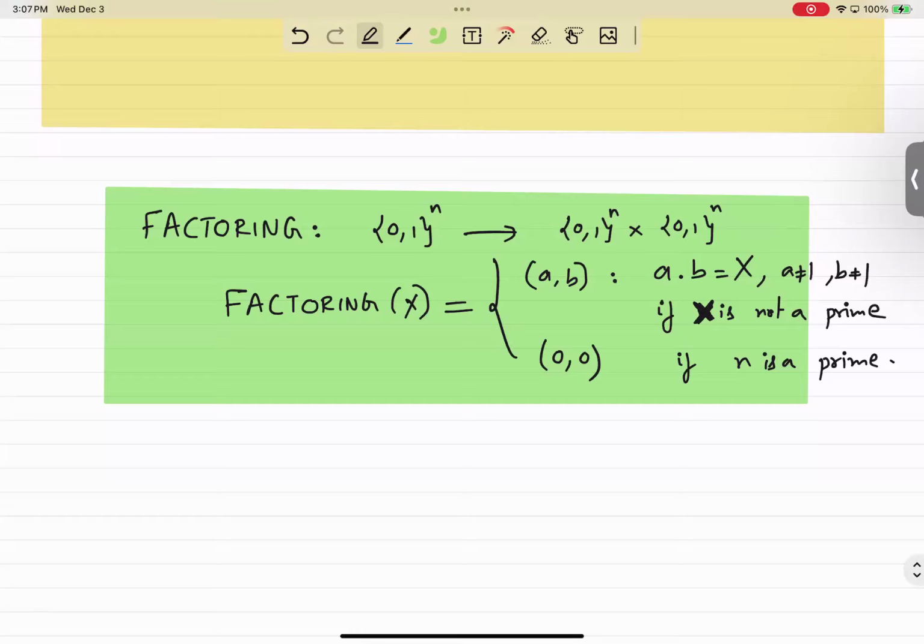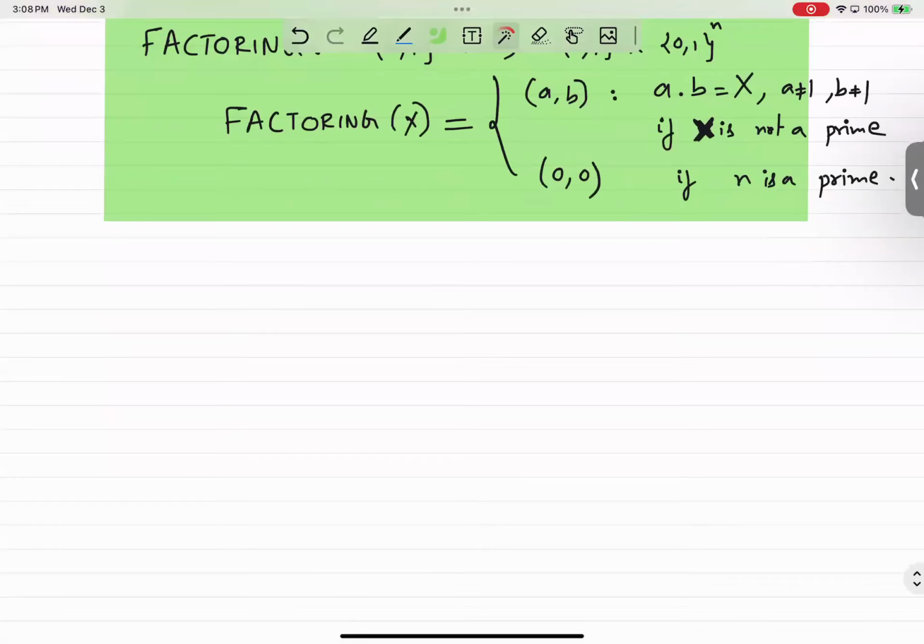If it is not a prime, you have to give me two numbers such that a times b equals x, and neither of them is 1. If you just ask me for a times b equals x, it's very easy. I would just give you 1 comma x, right? So to avoid that cheat, or x comma 1, I'm saying that if it is not a prime, in which case there exists such a representation, you have to give me one such factorization. Okay? So simple enough problem to state.